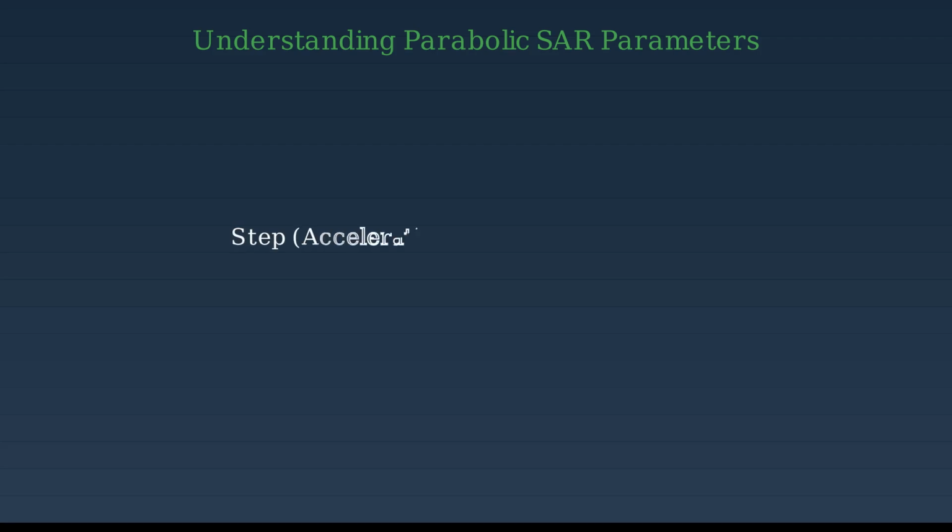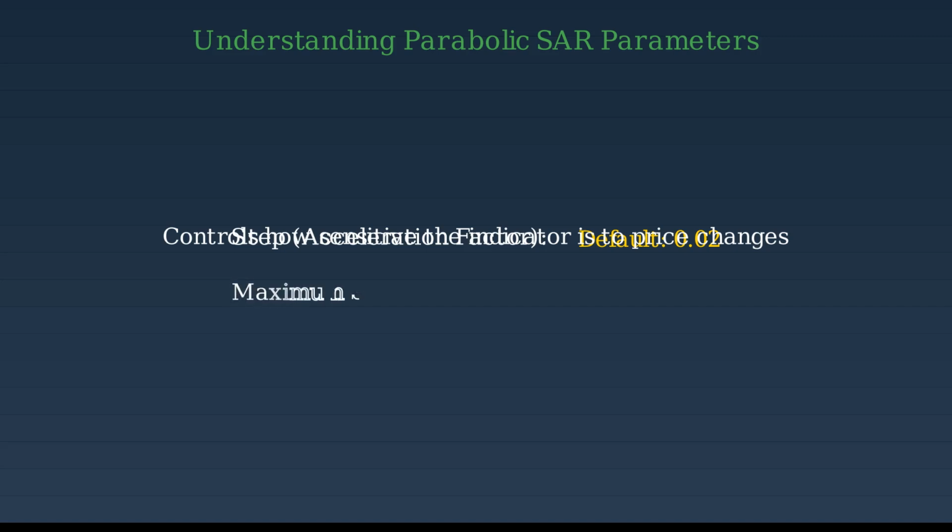Let's understand the key parameters that control how Parabolic SAR behaves. The first parameter is the step, also called acceleration factor, with a default value of 0.02. This controls how sensitive the indicator is to price changes. The second parameter is the maximum step, with a default value of 0.2. This limits how quickly the SAR can accelerate, preventing it from moving too rapidly.